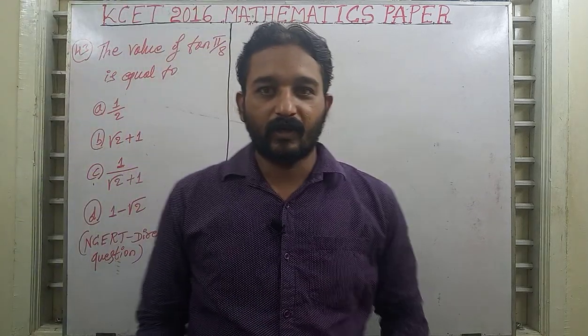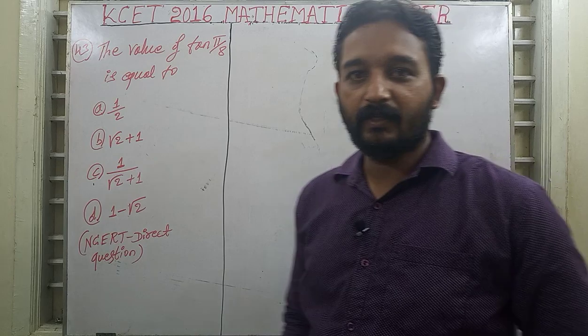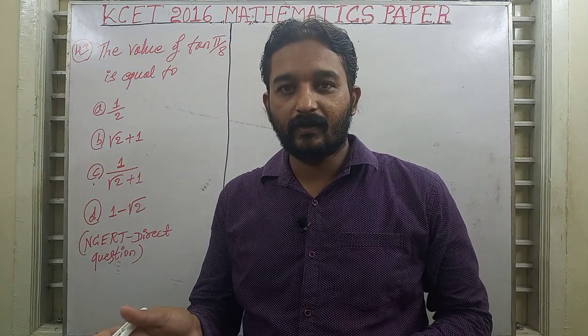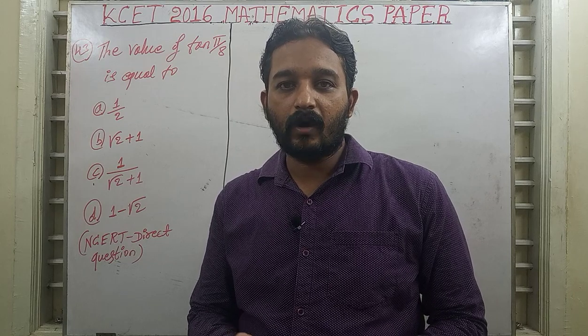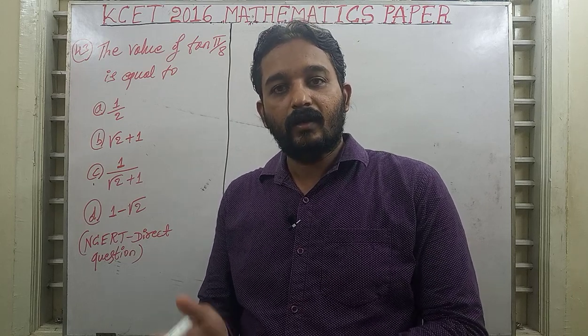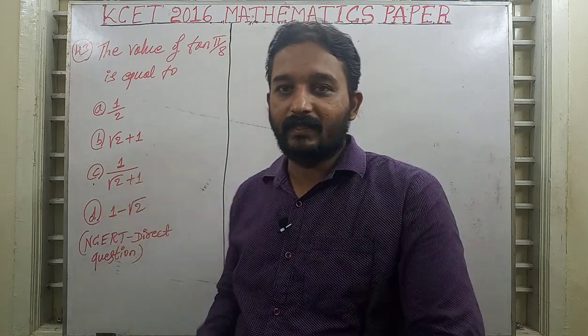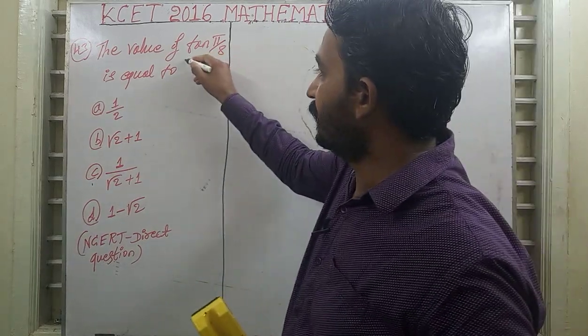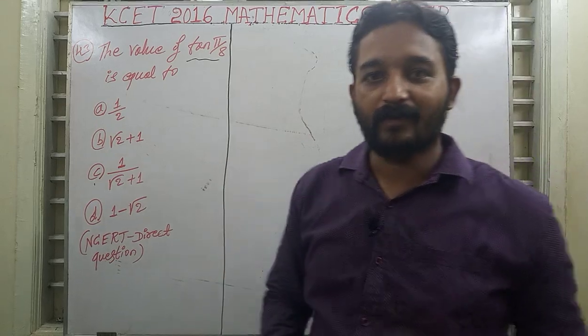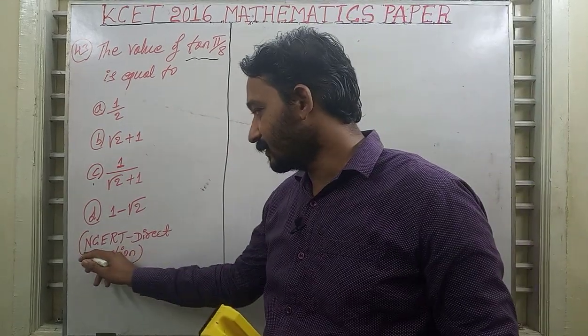So now let us move on to the next question, question number 43. This question is based on the chapter trigonometry, which belongs to the first year. Usually they ask 2 or 3 questions on this chapter in KCET. So let us take the first question. In this case, find the value of tan pi by 8. This is an NCERT direct question.